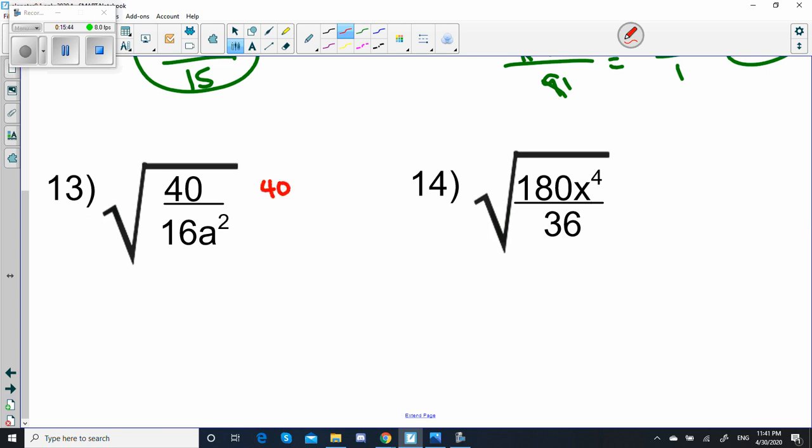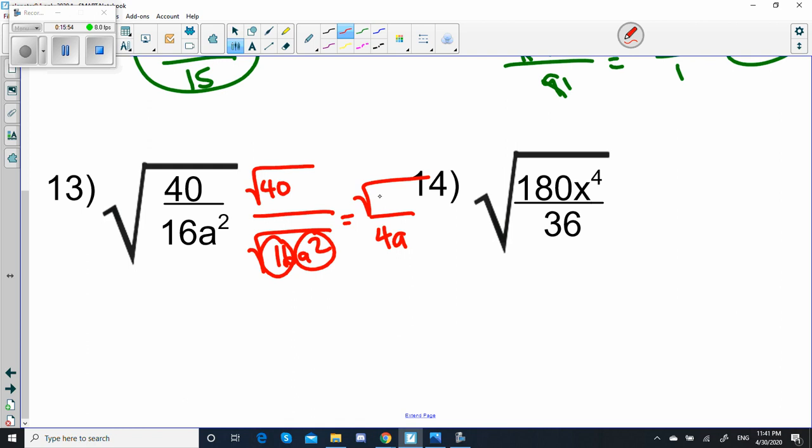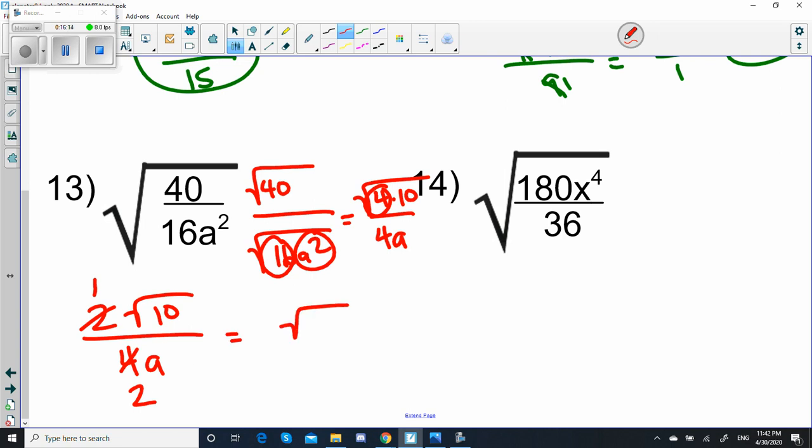All right, so we're going to factor or separate the radical sign like this. Both of these are perfect squares. So on the bottom we get 4a. On the top, I'm thinking 4 and 10. Yeah. So if I take the square root of 4, that gives me 2. 2 radical 10. And on the bottom, that's 4a. These two cancel. 2 will go into both. So 2 divided by 2 is 1. 4 divided by 2 is 2. So my answer is radical 10 over 2a. Good job if you got that one right.